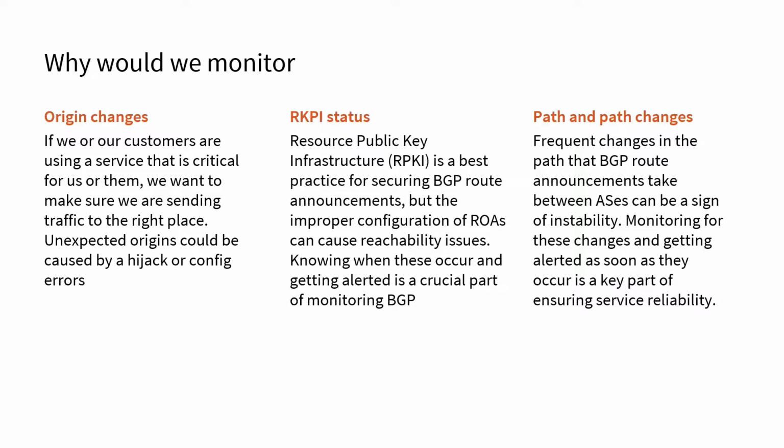And as I mentioned before, our KPI status is an important thing to monitor. And one thing that is also important to think about when you have our KPI status is that you might want to drop the invalid, or maybe not. Maybe it is actually important, maybe they broke something and you still want to send traffic to them. Maybe they were just sending more specifics, and they forgot to sign a ROA for the more specifics.